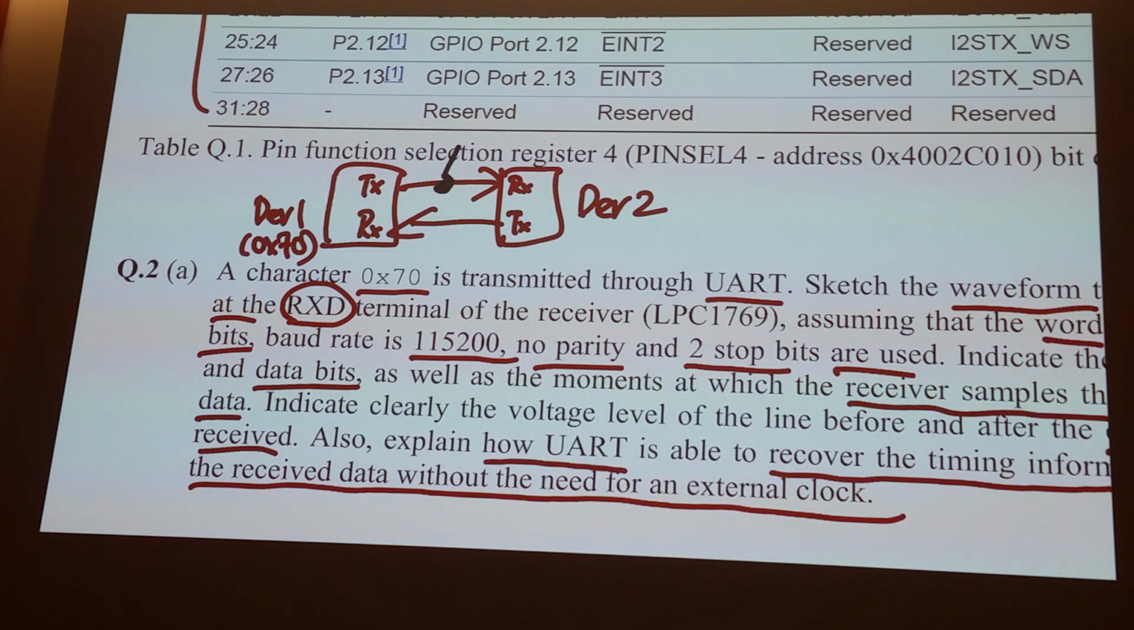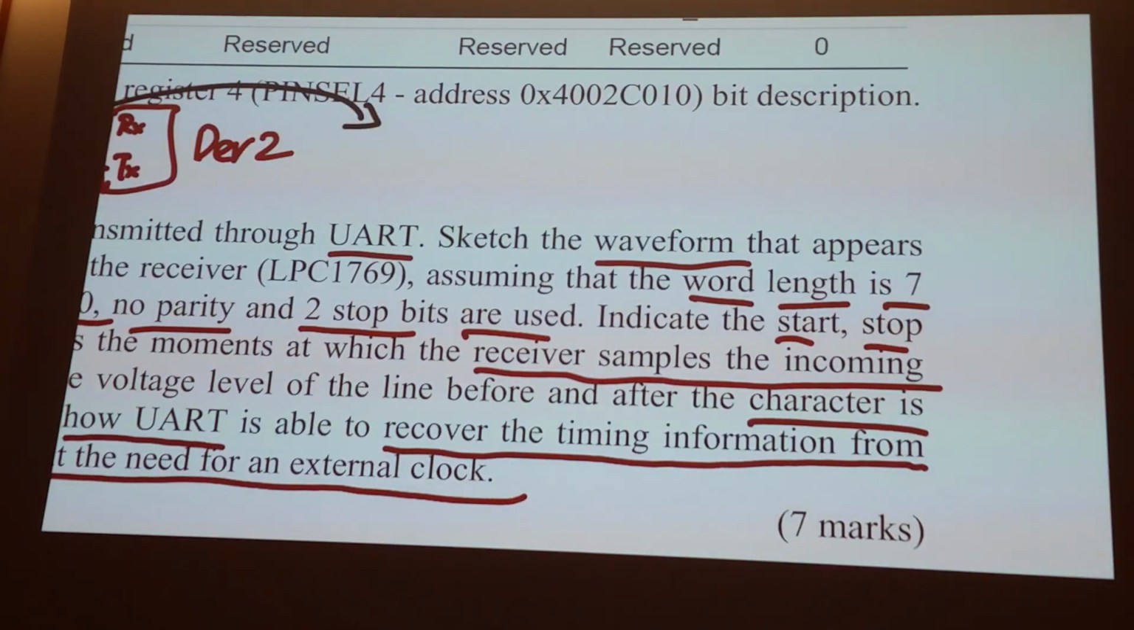So you can draw the signal on this channel. Before the transmission, what's the signal on the channel? High or low? If no one is sending, there's no data on the channel, what do you get? You get high.